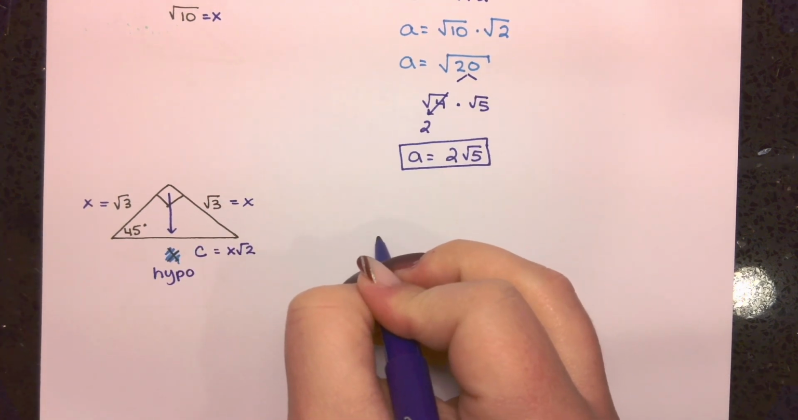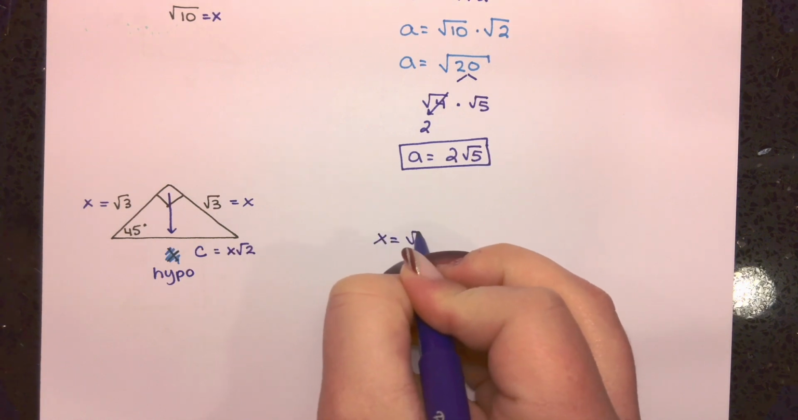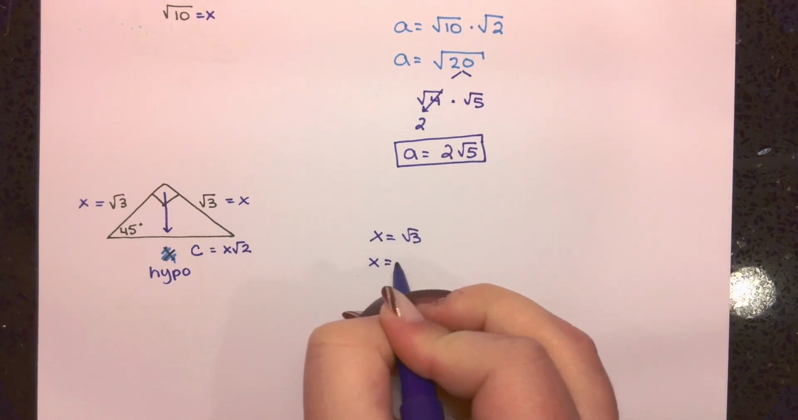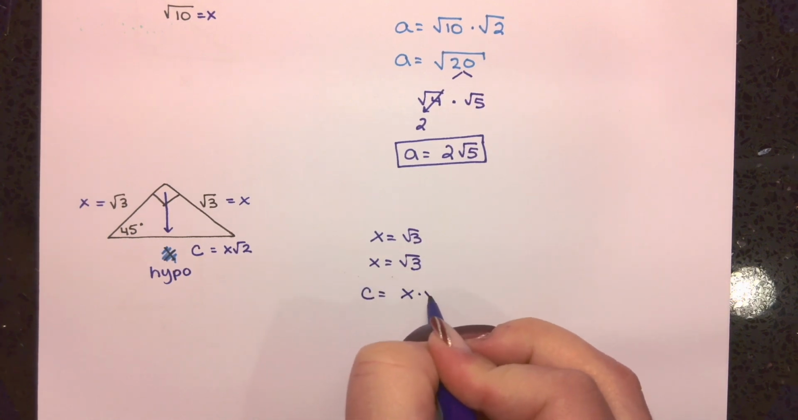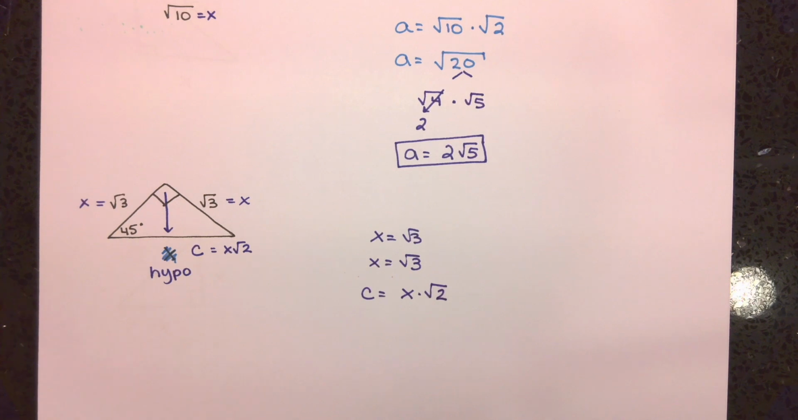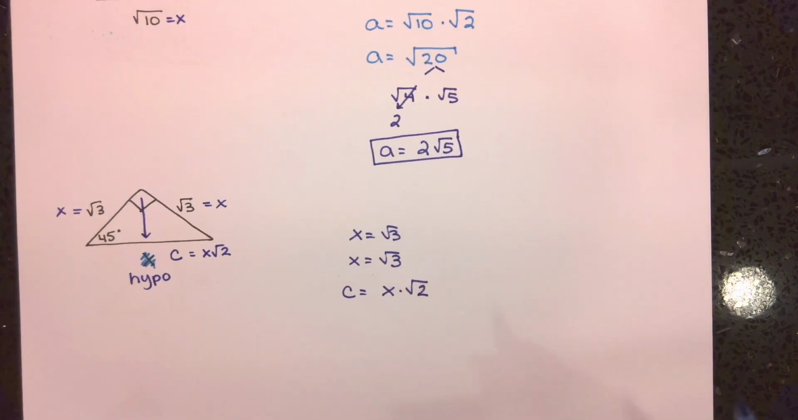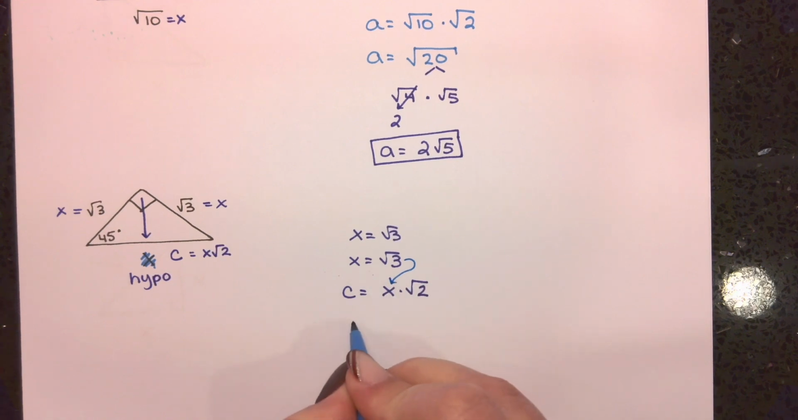So we have x is equal to square root of 3. C is equal to x times the square root of 2. Nothing to solve here because we already know what x is. X is the square root of 3.